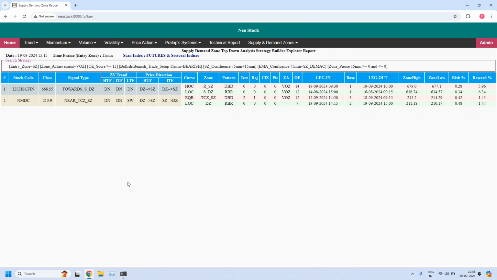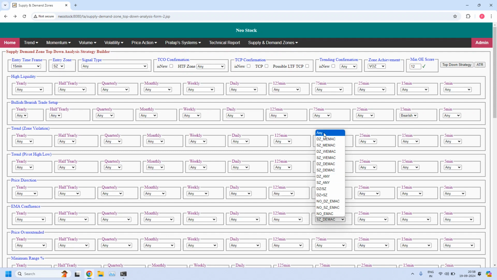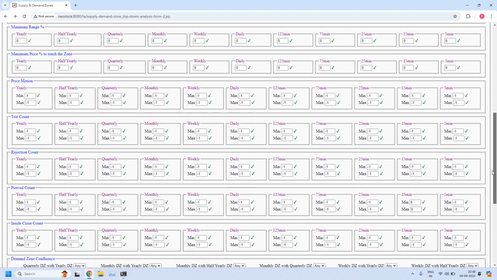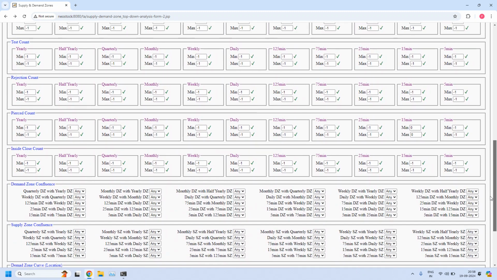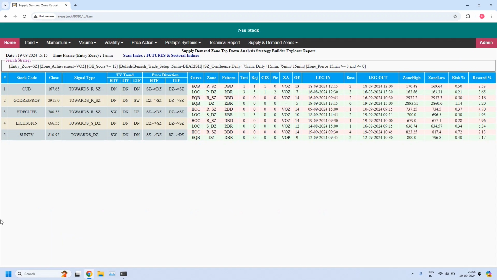Now let's verify LTF, ITF and HTF supply zone confluence. Further, first I need to remove this EMA filter. In the supply zone confluence, 15-minute supply zone and 75 is already enabled. Now I am enabling 15-minute supply zone with the daily supply zone confluence, and also 75-minute supply zone with the daily supply zone confluence also enabling. That is LTF, ITF, HTF confluence. Now let's verify how many stocks will filter.